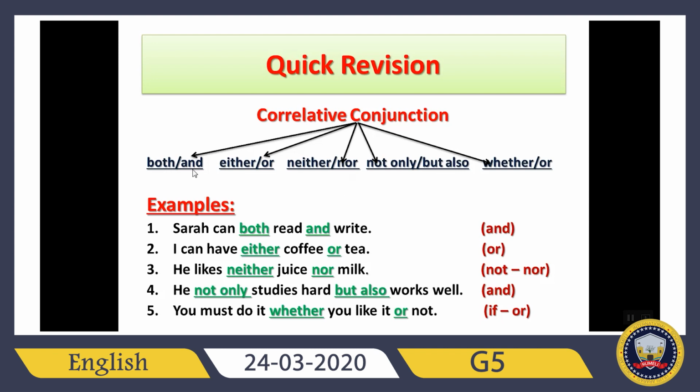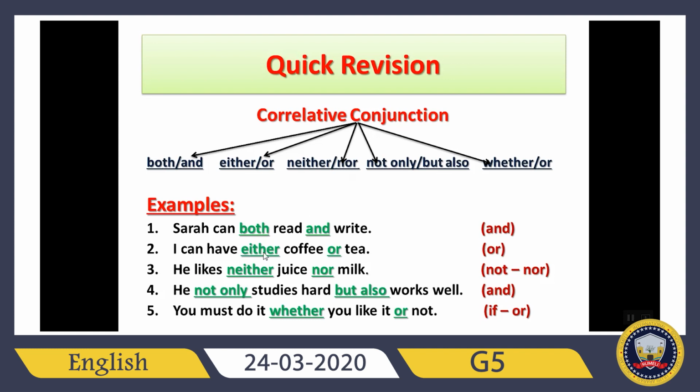So both just with and, not with or, not with nor, just with and, okay? And the same with the others. Here I have examples. Number 1, Sarah can both read and write. As we said before, we can omit both, either, neither, not only but also, whether. We can omit them, but if we put them, the sentences will be stronger. As here, Sarah can both read and write. We can say Sarah can read and write, but when I put both, the sentence becomes stronger. And the same with the others.